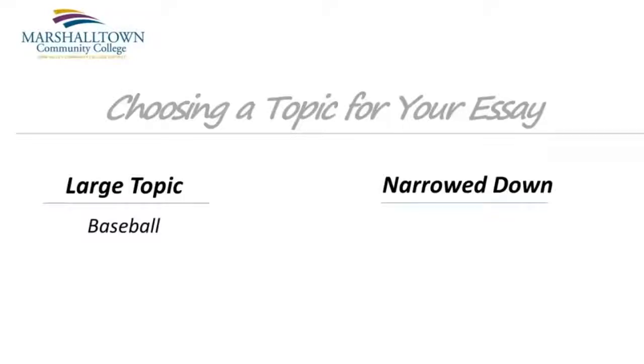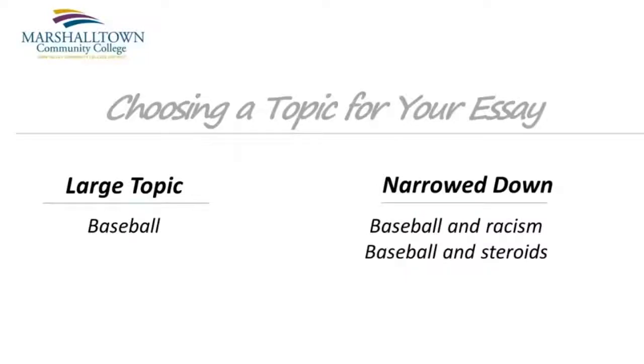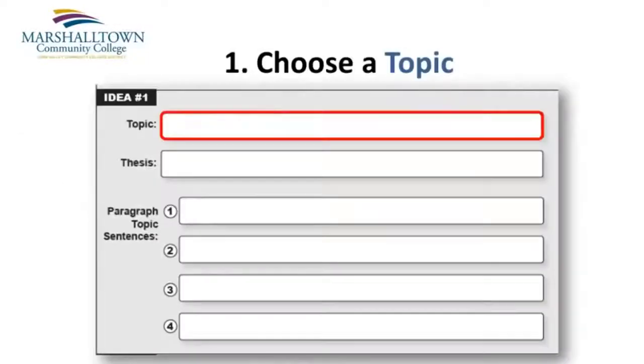How about the topic of baseball? Again, this is much too large of a topic to write about in one essay. But a more narrow topic like baseball and racism or baseball and steroids would be much better choices. In my example here, I think I'll use the topic idea, baseball and racism.